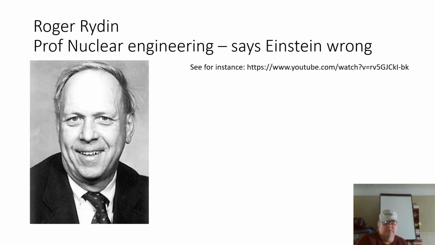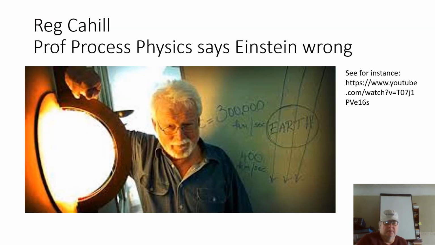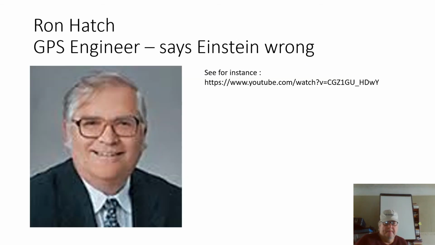Then there's also Roger Rydin. He's a Professor of Nuclear Engineering, and he also says that Einstein is wrong. And then we have this person, Stephen Crothers, who has quite a few videos on the internet saying that Einstein is wrong. There's another Professor of Physics, Reg Cahill, saying that Einstein is wrong. Then there's this GPS engineer, Ron Hatch, who says Einstein is wrong.